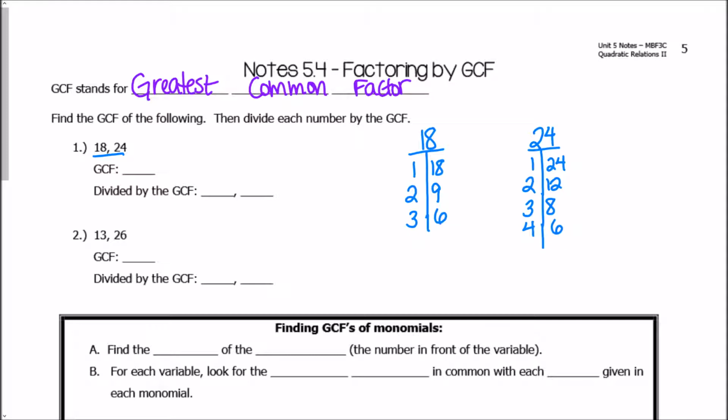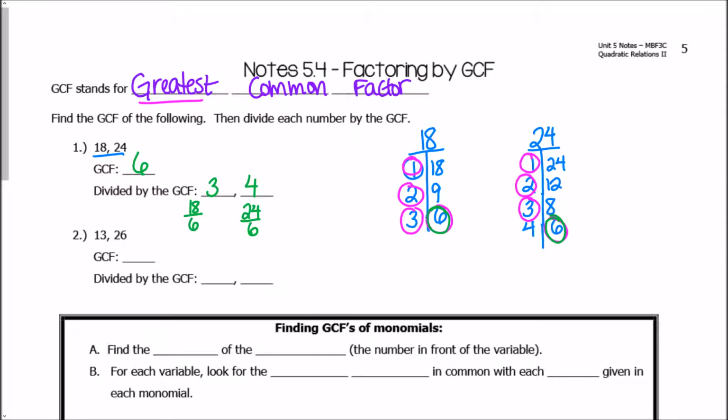Now the greatest common factor: there are common factors. 1 is a common factor. 2 is a common factor. 3 is a common factor. And 6 is a common factor, but we're looking for the greatest one, so the greatest common factor of 18 and 24 is 6. Now, dividing by the GCF, if I divide 18 by 6, I get 3, and if I divide 24 by 6, I get 4, and I'm good to go. Those are my answers here.